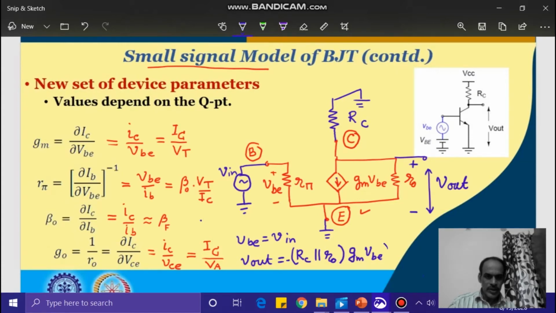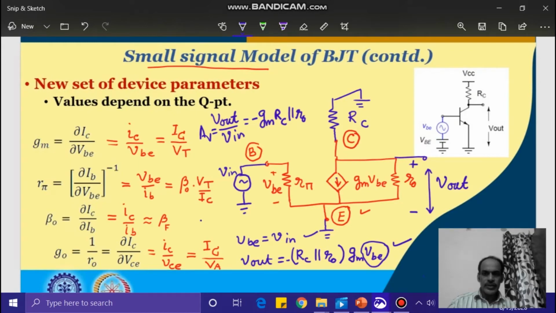By combining these equations, we get the expression of Vout in terms of Vin. Vout over Vin equals minus gm times RC in parallel with r0. This is nothing but the voltage gain of the circuit, AV. That's how the small signal equivalent circuit is utilized.